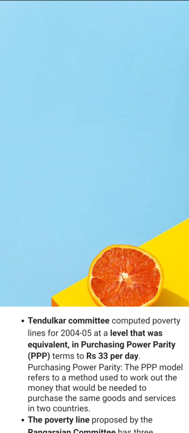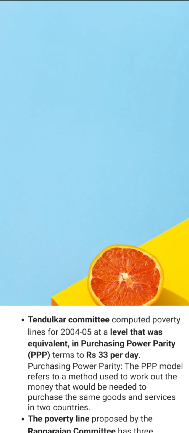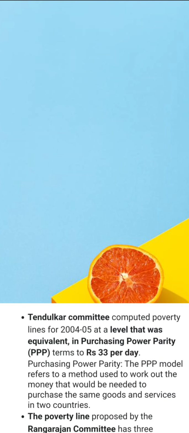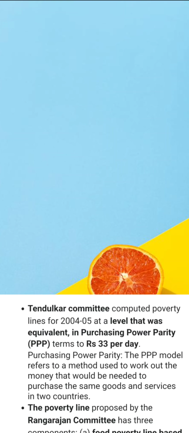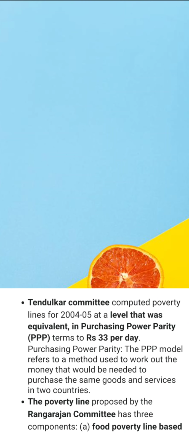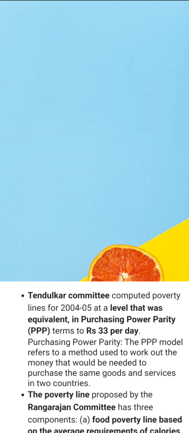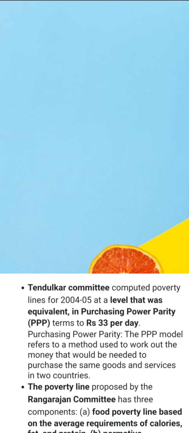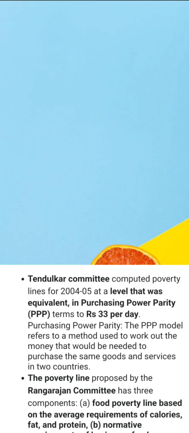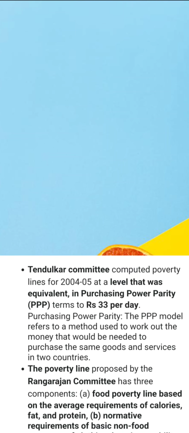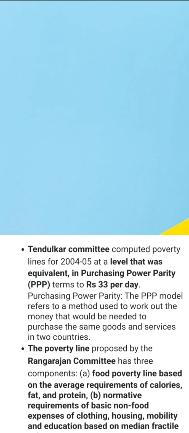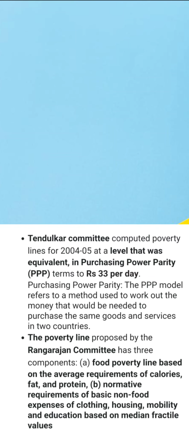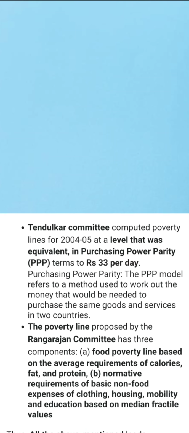Additional information. The Tendulkar Committee computed poverty lines for 2004 to 2005 at a level that was equivalent in purchasing power parity (PPP) terms to rupees 33 per day. Purchasing power parity, the PPP model, refers to a method used to work out the money that would be needed to purchase the same goods and services in two countries.